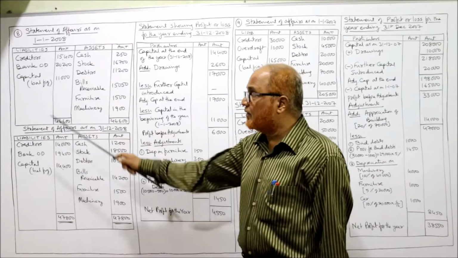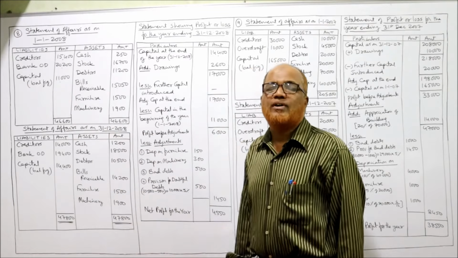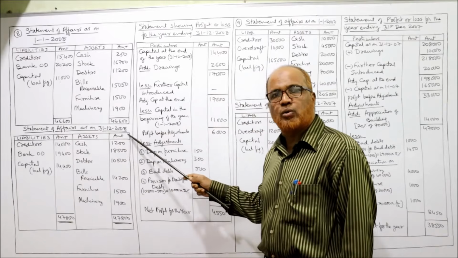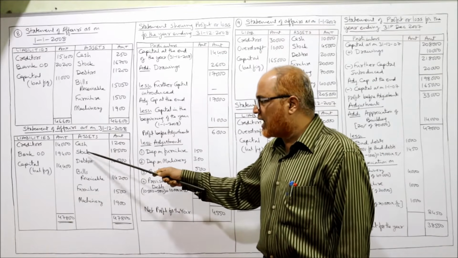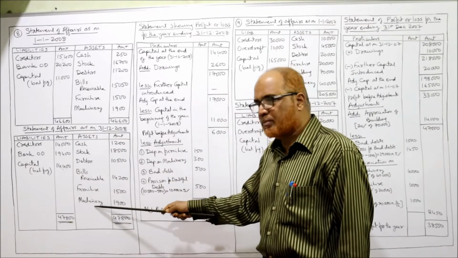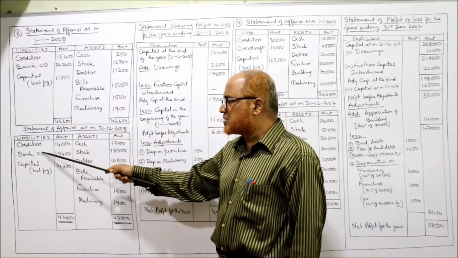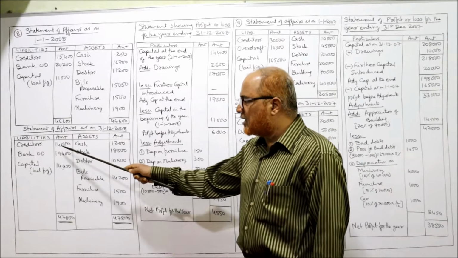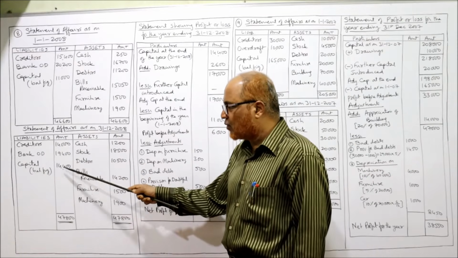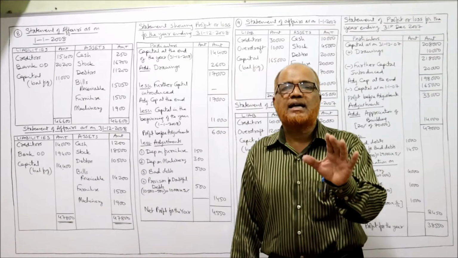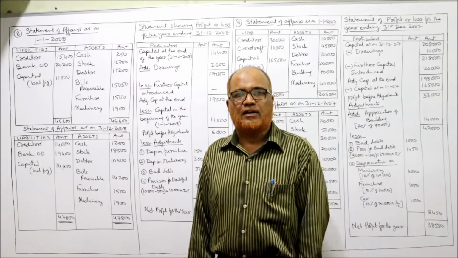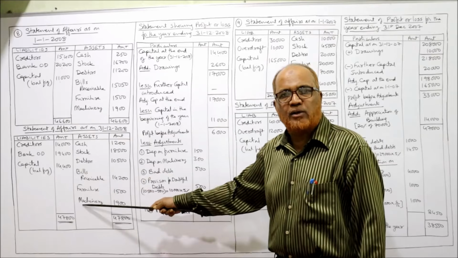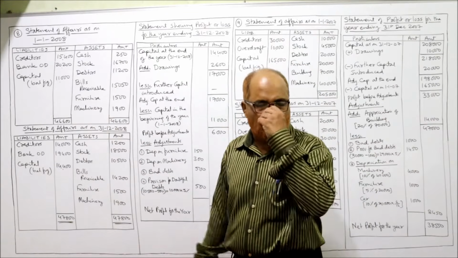That is not given in the problem; we have calculated it. A similar calculation we have to make for the end of the year. Statement of affairs on 31st December 2008. All assets are given: cash, stock, debtors, bills receivable, furniture, machinery. Liabilities: creditors, bank overdraft. Take the total, 47,800. 47,800 minus 14,000 minus 19,400, so 14,400 is the capital at the end of the year. So we have prepared the statement of affairs, opening and closing, to find the opening and closing capital.